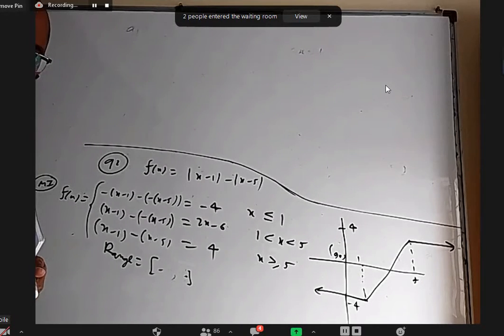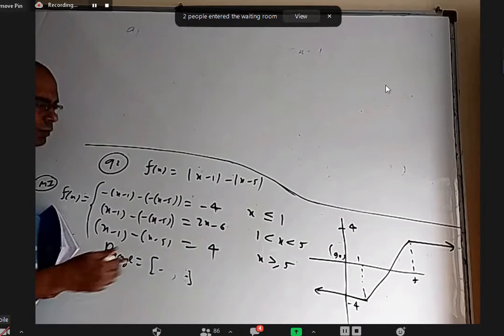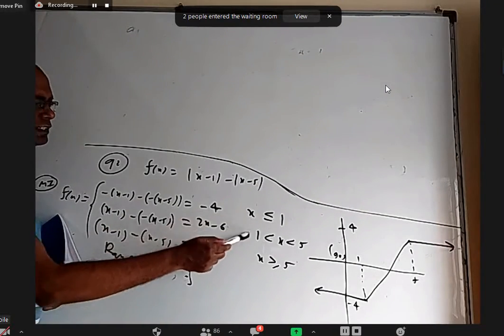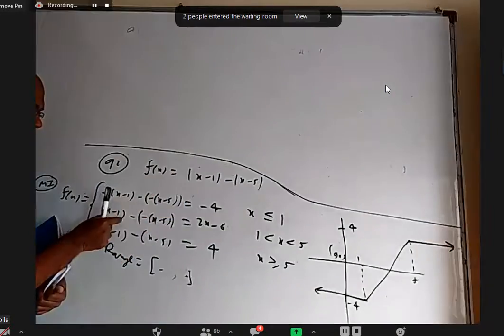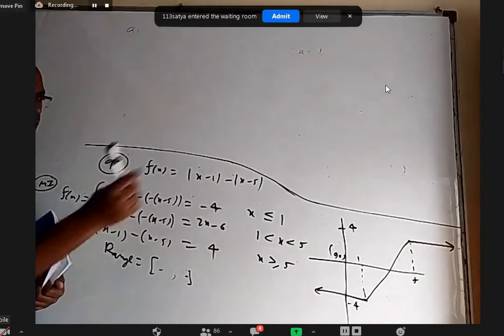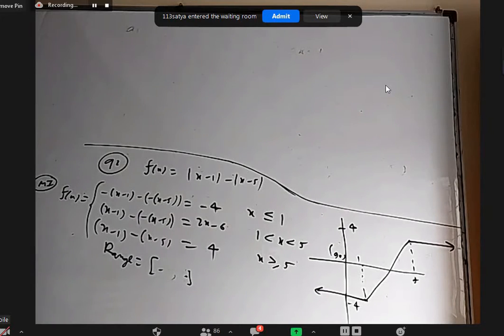Yes, Saket? Yes, yes, sir. Okay. So whoever had doubt about these three things, you just write this much extra. Understand, in each case, should we write x minus 1 or minus x minus 1 for this one? Should we write x minus 5 or minus for this one? Then automatically everything will come.